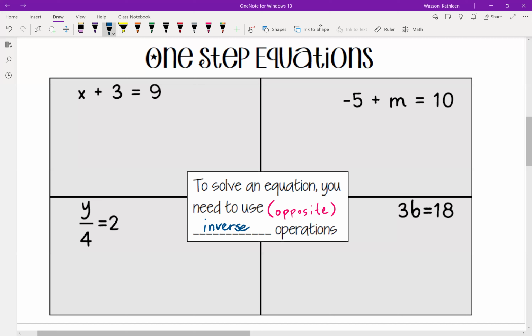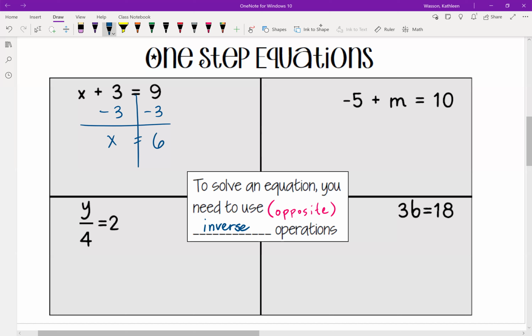For this first equation, x plus 3 equals 9. Since I added 3, I'll do the inverse operation and subtract 3. 3 minus 3 is 0, so I get x plus 0 on the left side. I'll just write x. And on the right side of the equation, I get 6.